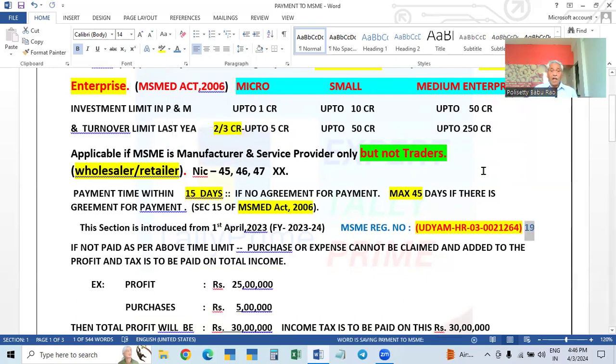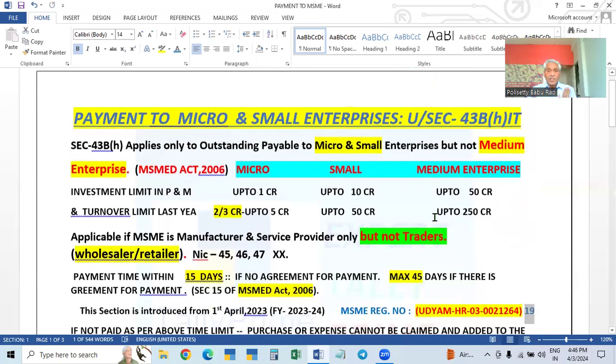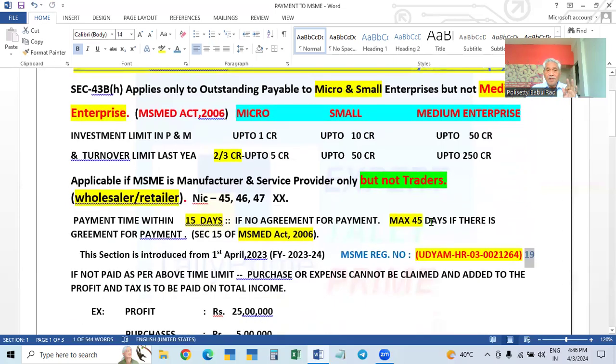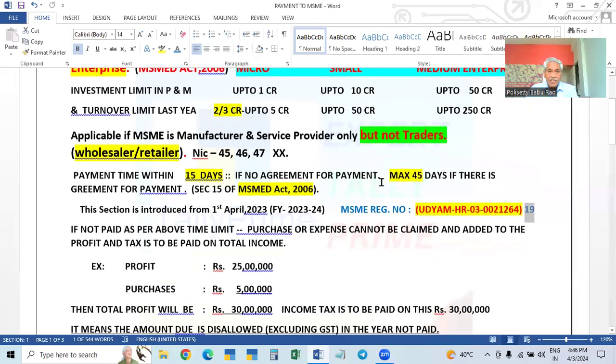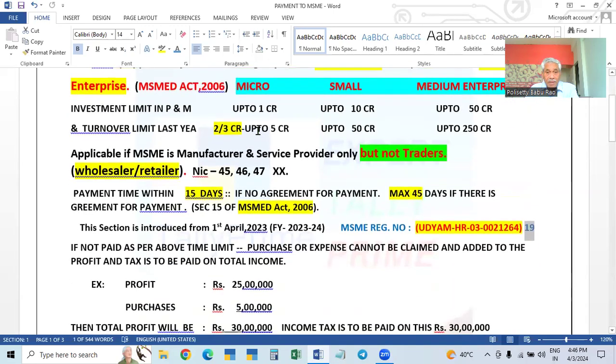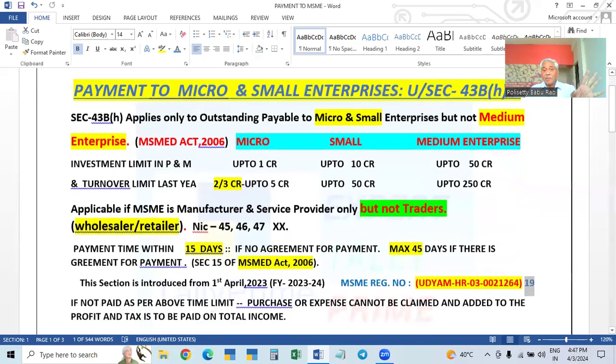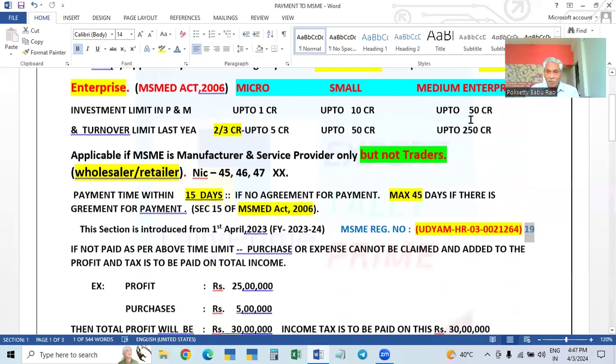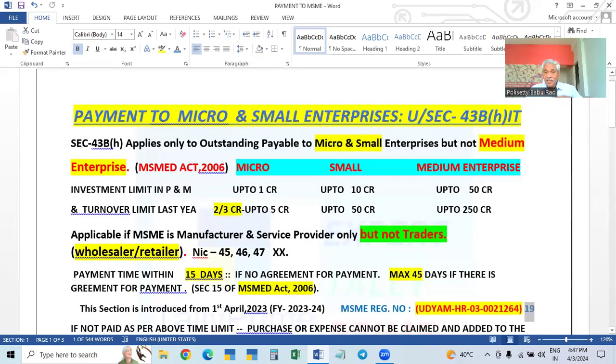Okay. Now, in the case of micro and small also, the maximum limit is given as 5 crores for micro and 50 crores for small enterprises. That is the turnover limit. But there is some minimum also prescribed. In this case, 2 crores or 3 crores is the minimum limit. If the turnover is below these amounts, then this act is not applicable. This section is not applicable.